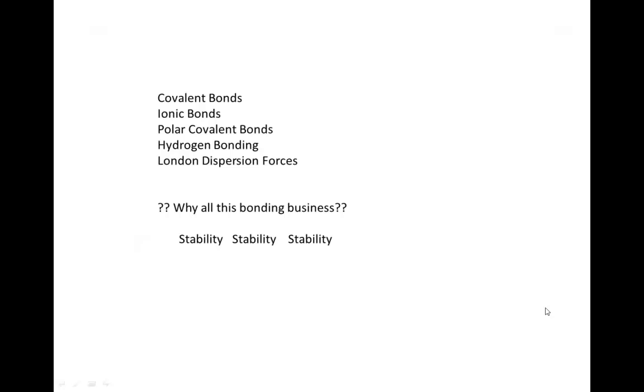There are several types of bonds. There are covalent bonds, ionic bonds, polar covalent bonds, hydrogen bonding, and London dispersion forces. And the reason I point all of these out is because all of these bonds have some form of an atom's electrons involved in them. Particularly in covalent bonds, these are bonds that are shared equally or close to equally between two different atoms, or even two of the same atoms.